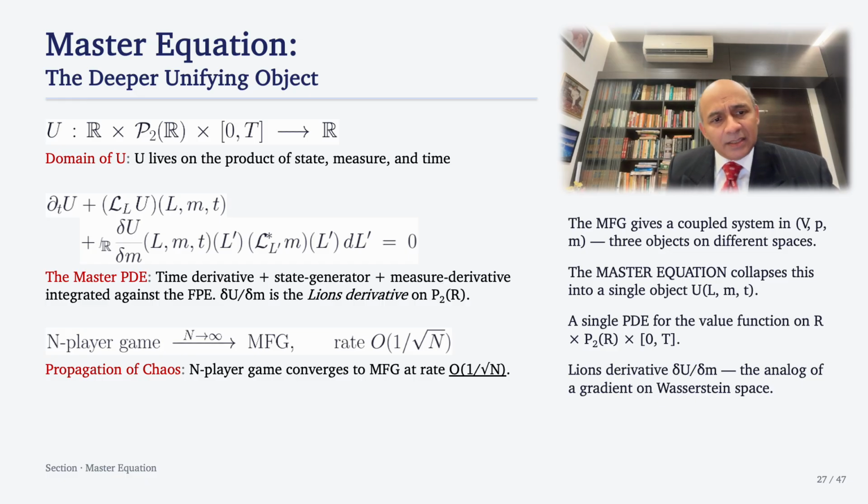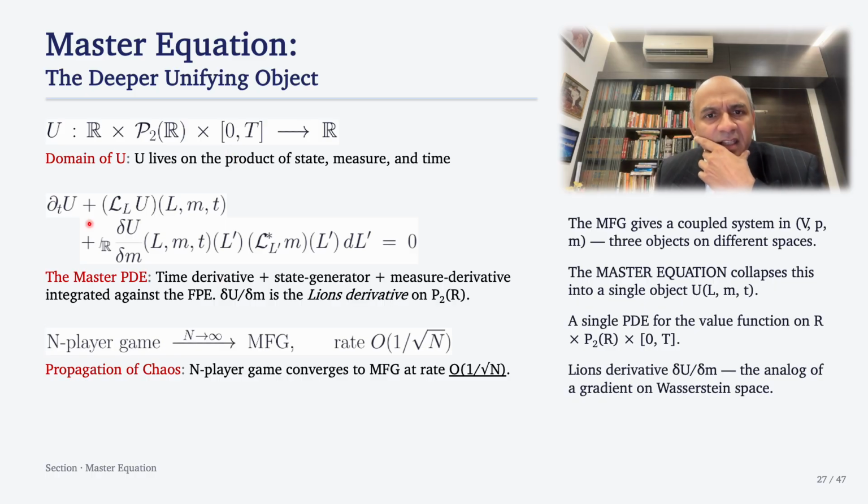Now, the master equation, it's the deeper unifying object. The mean field game gave a coupled system of three objects on three different spaces. We have value V, density P, and mean M. This master equation collapses all of these into one function U of L, M, and T. It's defined on the state space, the measure space, and the time domain.